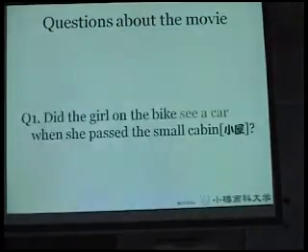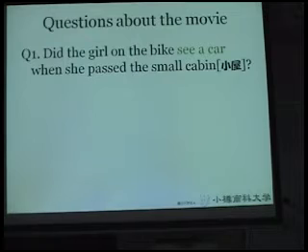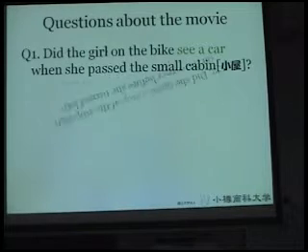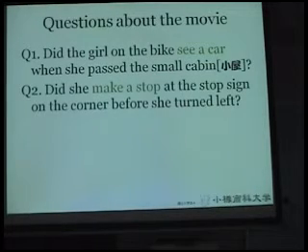Okay, a big accident happened, right? Let me ask you some questions, okay? I want you to write down the answers somewhere if you have some kind of paper. Did a girl on the bike see a car when she passed the small cabin? Yes or no? Please write down your answer. I'm going to ask you a lot of questions. Second question: did she make a stop at the stop sign on the corner before she turned left?